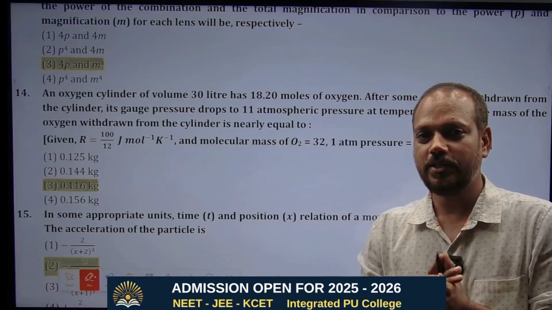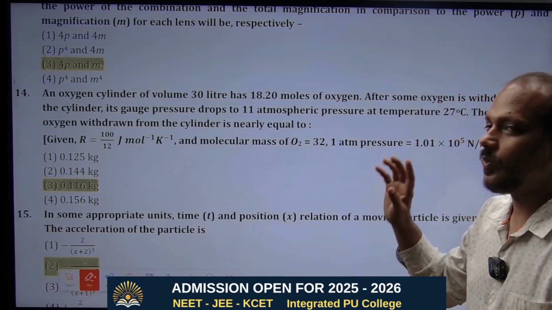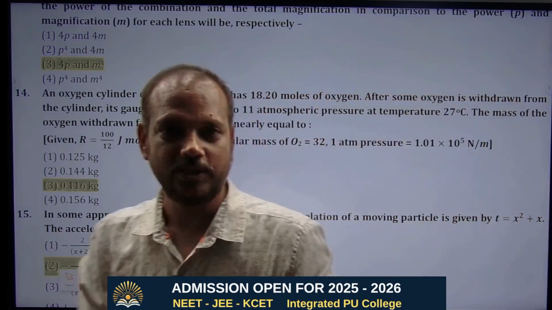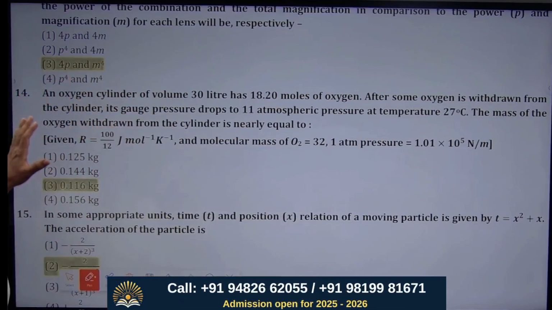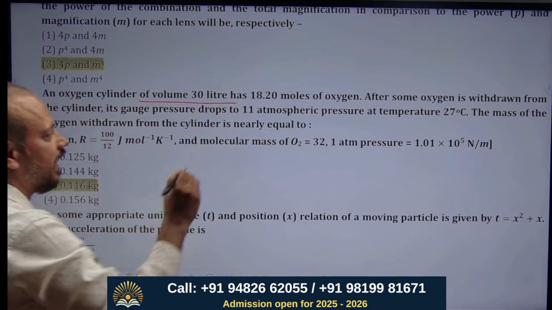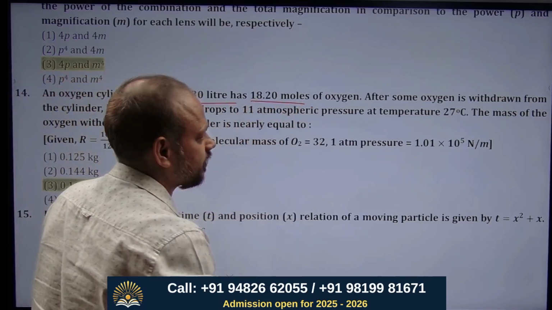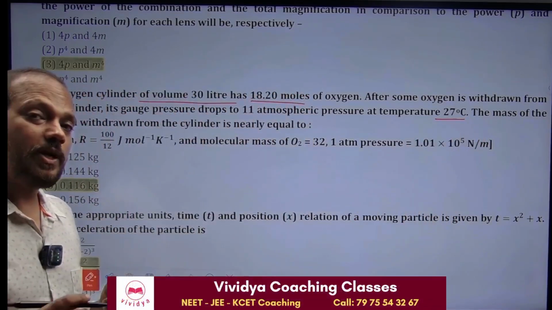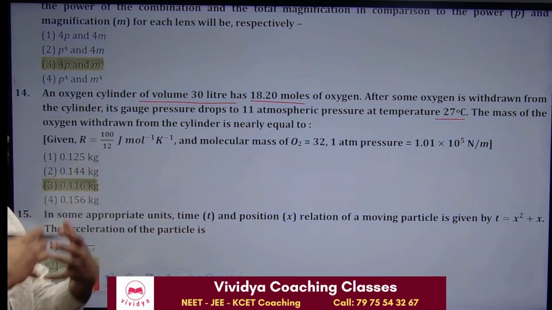Yes. Now let us see this question that came in NEET 2025 physics. This question is related to thermodynamics. Here it is an oxygen cylinder of 30 liter having 18.2 moles of oxygen and the temperature is 27 degrees C. But what you have to do, you have to withdraw some of the oxygen.